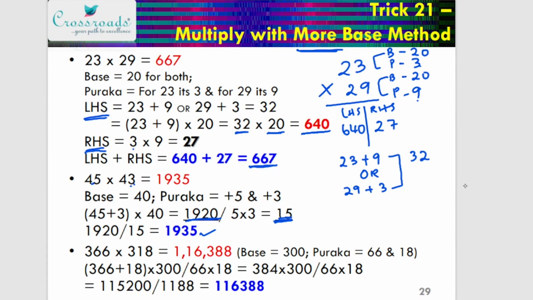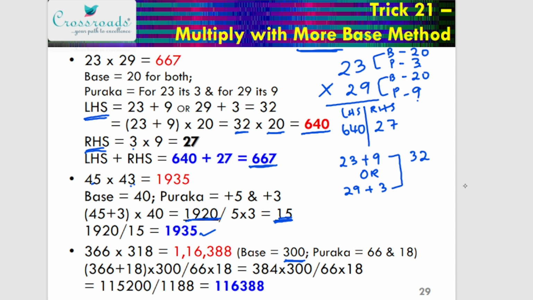We will look at one more example, where the number is in hundreds. 366 into 318. Here the given base is 300. So what's the Puraka of 366? It is 66. For 318, it is 18. Now how do we get the LHS?